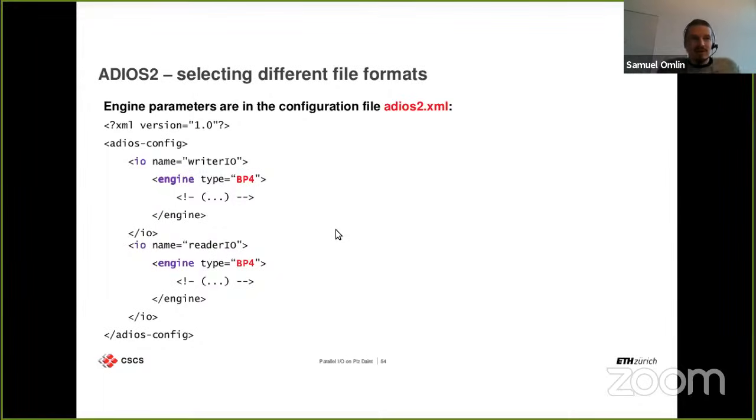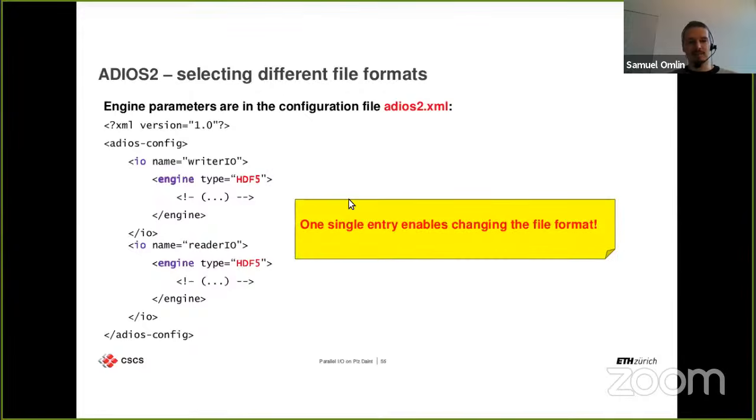Okay, so I showed you the essential thing, how we can access the file system in parallel. Now, I'll show you how you change, for example, to HDF5. You want to write HDF5 and not BP4. Well, it is that simple. You change the engine type to HDF5 and you get the HDF5 file. That's it. For me, this is really incredible. But now it gets even more awesome.